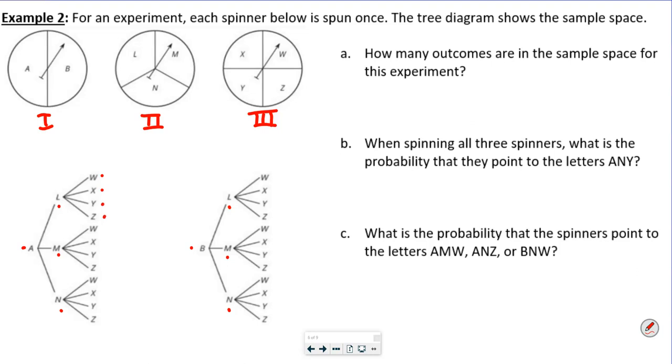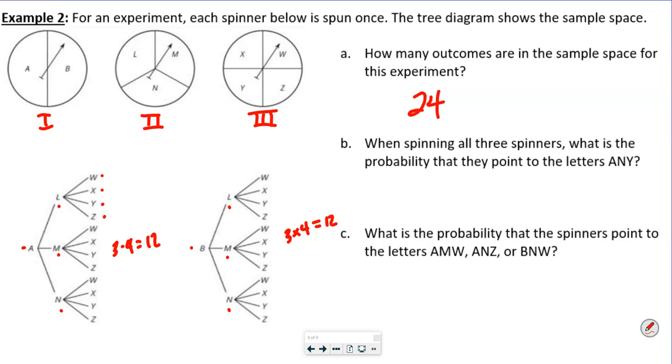So how many total outcomes would we have? We would look at the last column, right? So we've got 3 times 4, that's 12, right? Here again, we've got 3 times 4, that's 12. So for the total outcomes, wouldn't that be 12 plus 12, which would be 24, exactly, okay?